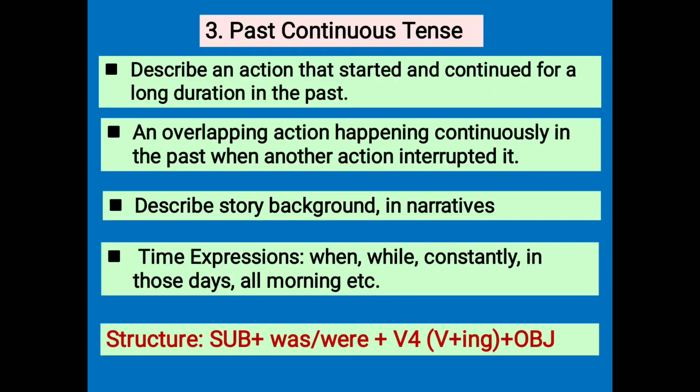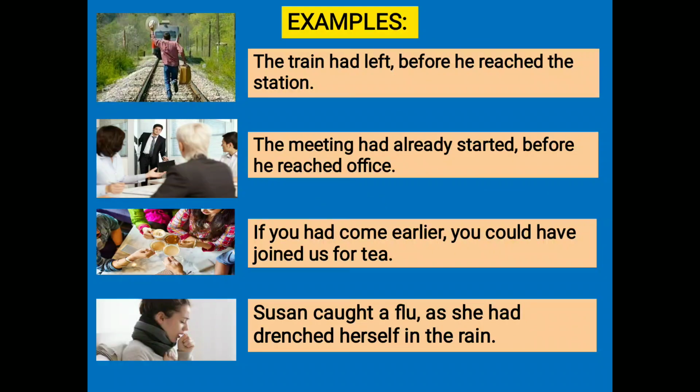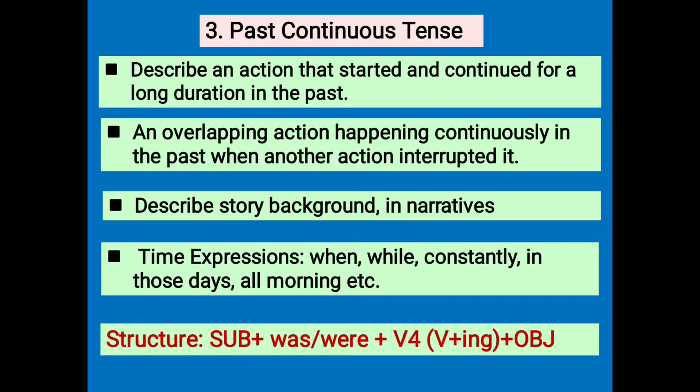And we can easily identify past continuous tense when we find time expressions like, for example, when, while, constantly, in those days, all morning, all day, all night, throughout the week. So these are some of the time expressions which, when we find them in our sentences, we can identify that the verb form used is past continuous tense. And let us come to the sentence structure now.